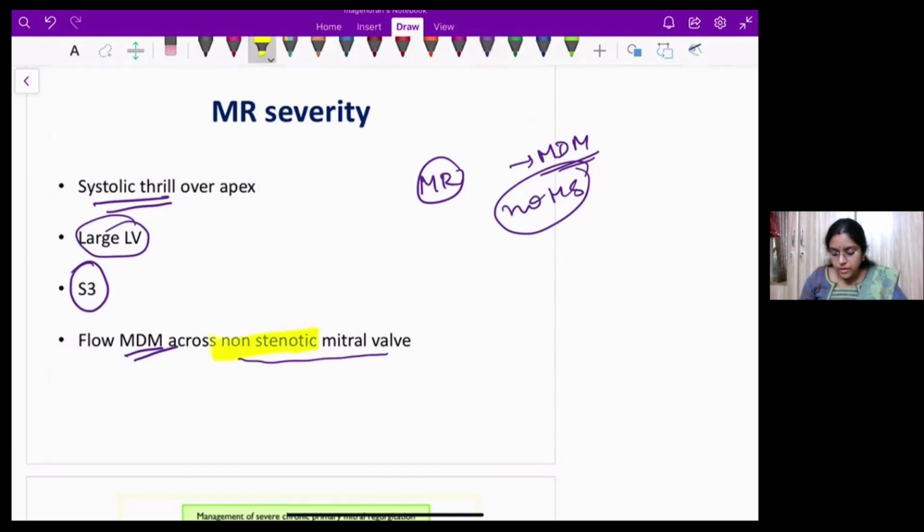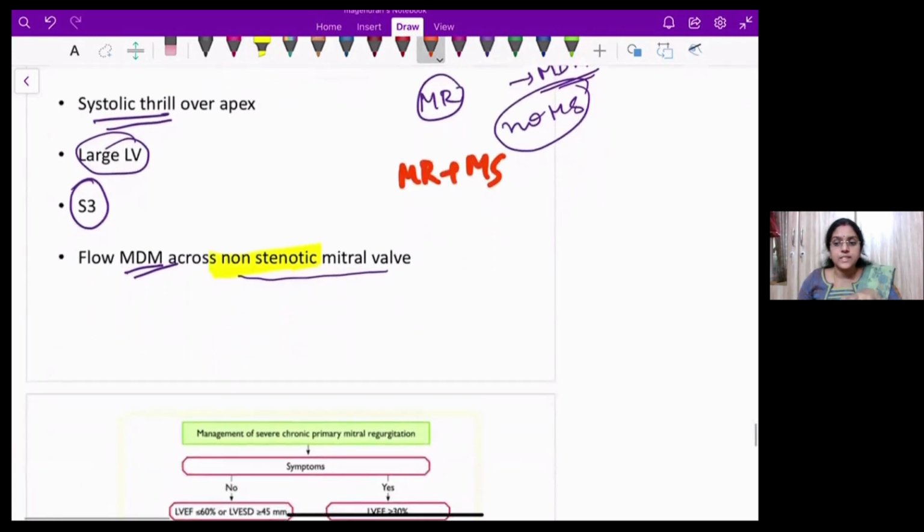If there is a stenotic mitral valve, you will very well say it is MS plus MR, MR plus MS, is it not? But if it is a non-stenotic mitral valve, it will be a flow murmur, or a functional murmur. So that is how we grade the MR severity.